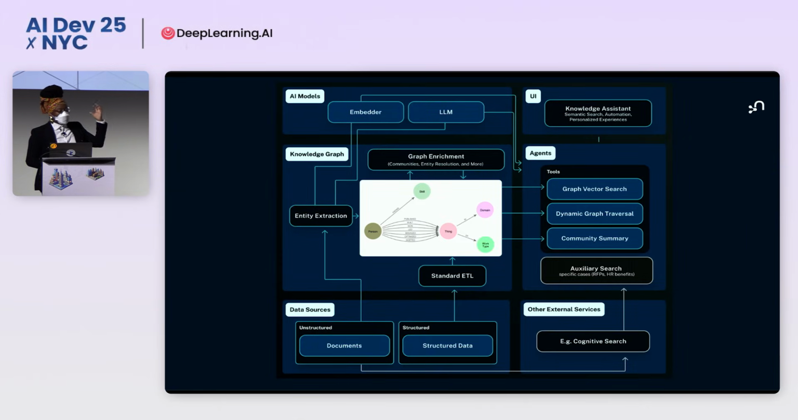And this is what the agent architecture could look like when you're using a knowledge graph as well. You normally have the agent itself in the right column in the center, and then you could use a UI, which is pictured right above that, to expose the agent as a knowledge assistant. For example, for semantic search, automation, or personalized experiences. So you have the AI models themselves as well in this architecture, which is either an embedder or an LLM, pictured in the left column. And then you also have the data sources, which is pictured at the bottom. And you can use that for retrieval. It could be both structured and unstructured data. And then that data gets ingested into a knowledge graph.